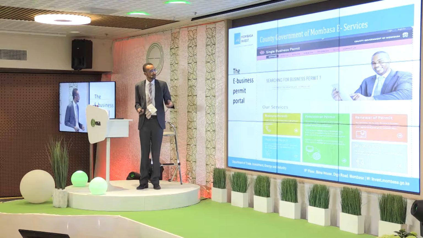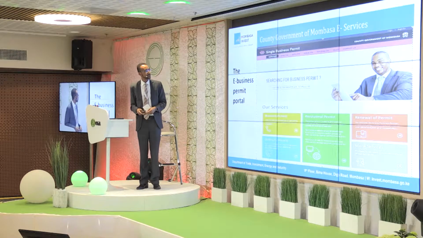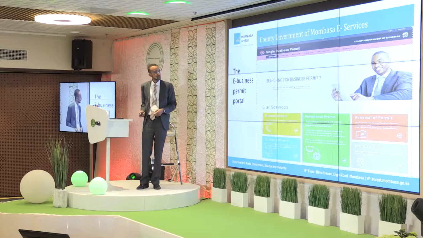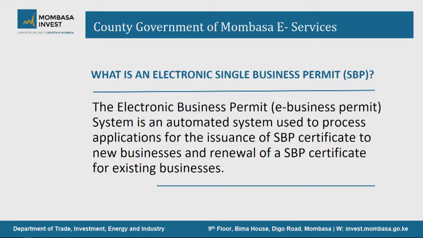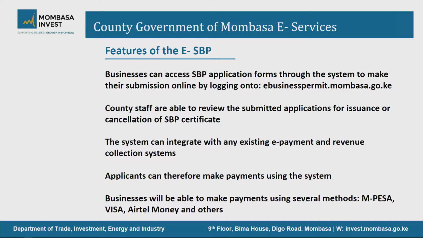So this is our main page for you to get the service. And basically, what we have introduced is an automated system that is processing permits for new businesses or for renewals for those businesses that are already in existence. So these are some of the benefits that come with the automation.